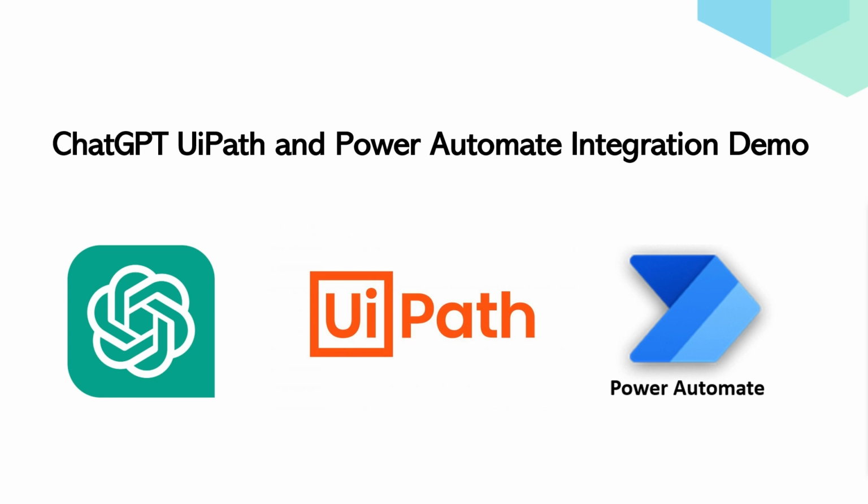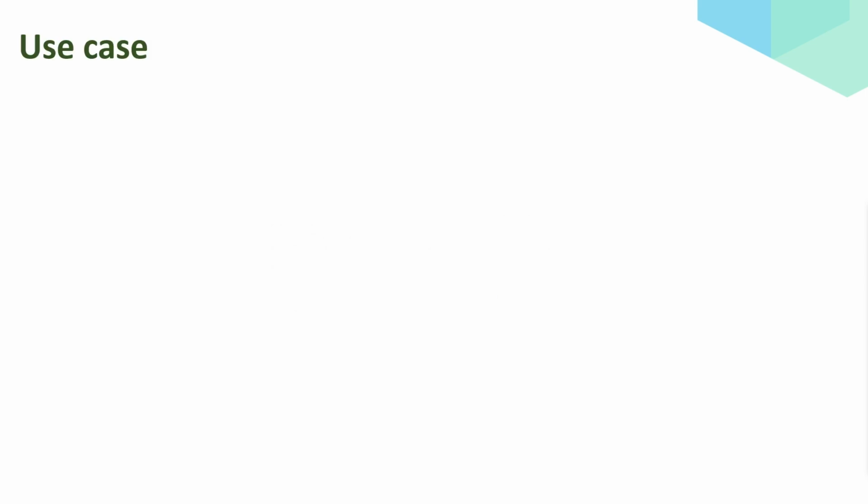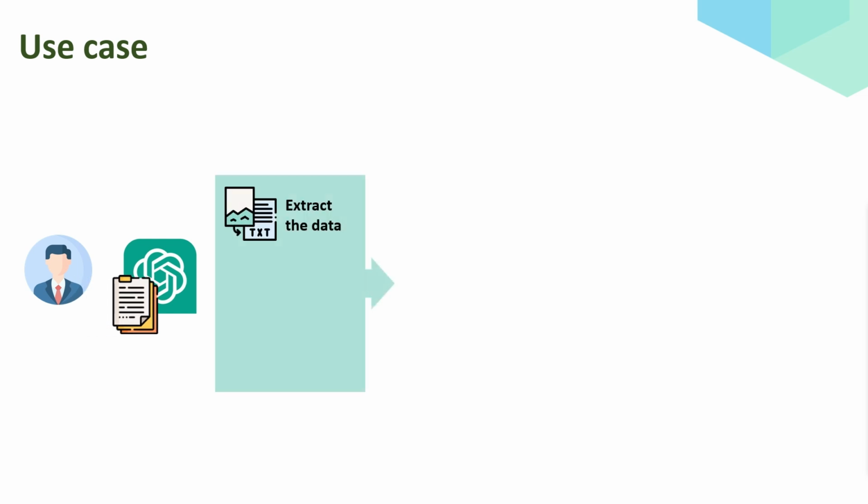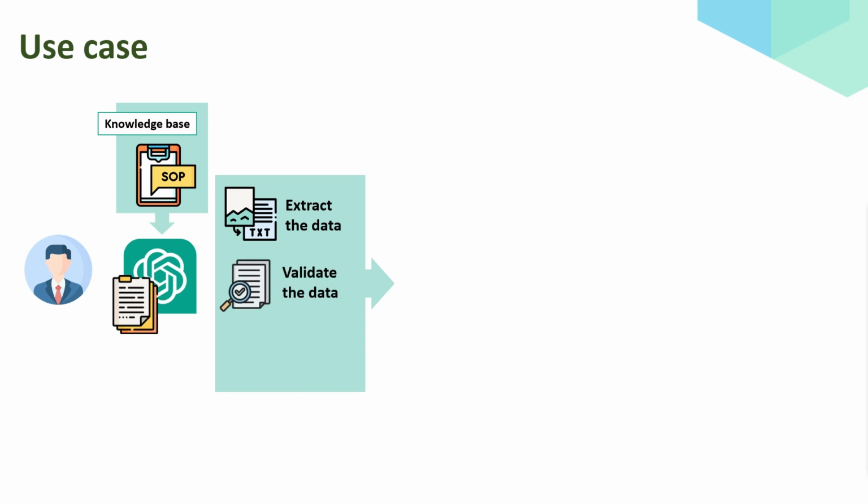Welcome to the presentation of ChatGPT, UiPath and Power Automate integration demo, the solution that can trigger robots directly from the ChatGPT level. In our use case, the user will upload a document to ChatGPT, which will extract data from it. As ChatGPT has access to the standard operating procedure, it will be capable of determining the task associated with the document and validating information provided by the customer.